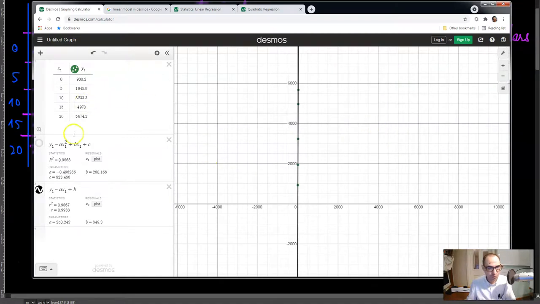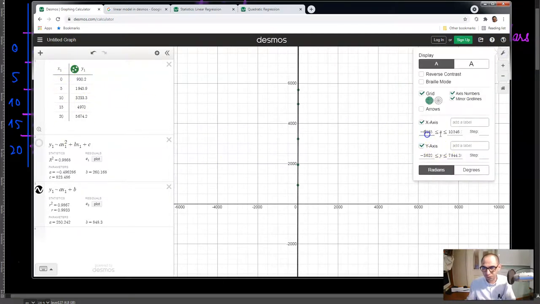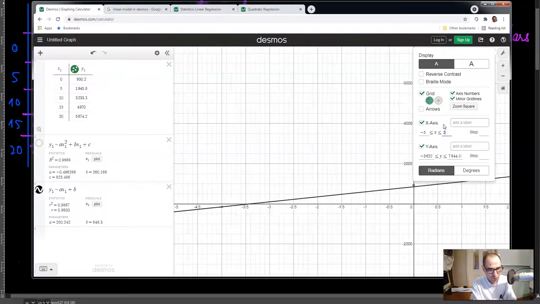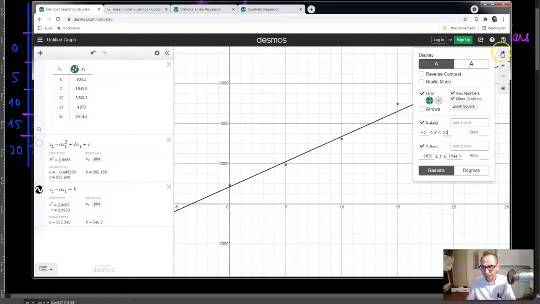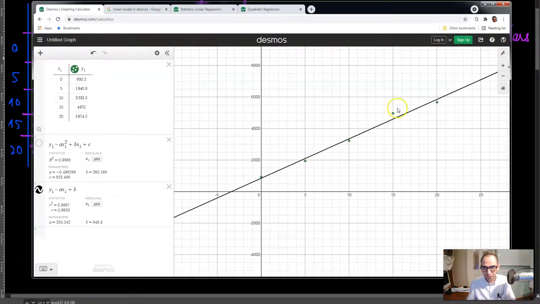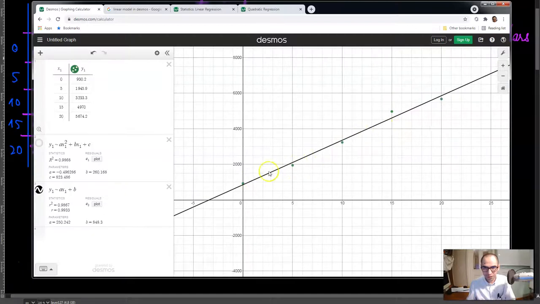So I'm going to go for the x-axis from, for example, negative 5 to 25. And as you can see, 1, 2, 3, 4, 5, so everything kind of fits together. It's not a very good model, but we can use it, right? Then the calculator gives you these values, meaning A is equal to 250.242 and B is equal to 848.3.